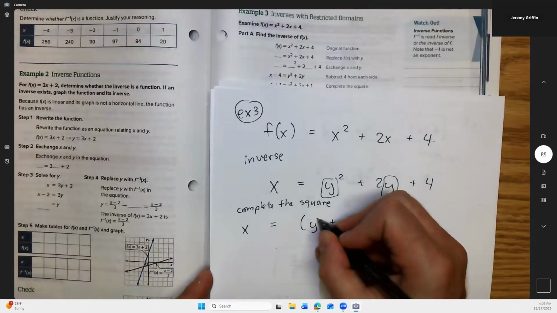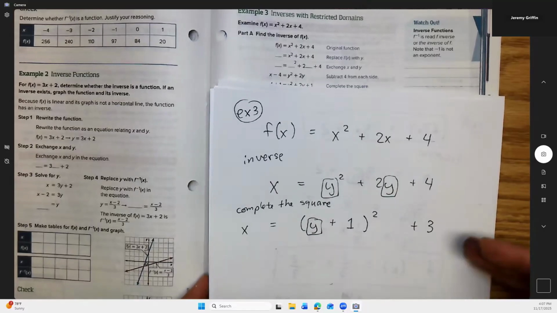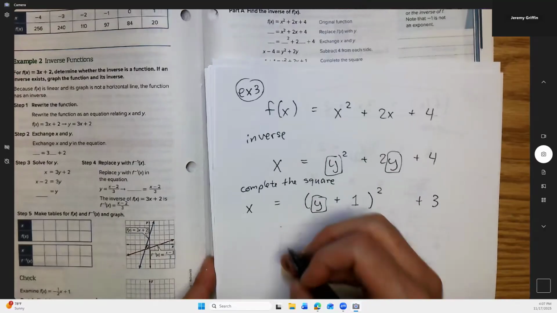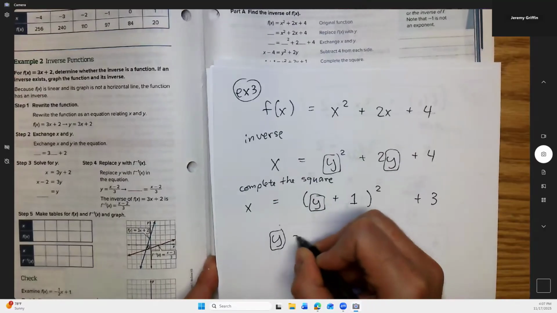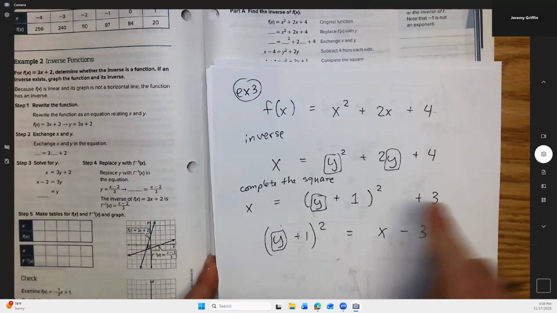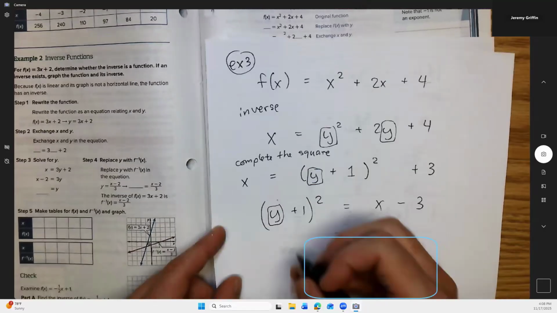Okay, so now look. I'm still trying to get y. So maybe that was probably the hardest step in this, and the rest of this is just regular algebra. I can subtract off the 3. So y plus 1 quantity squared is x minus the 3. So I subtracted the 3 over. Okay. Square root both sides.